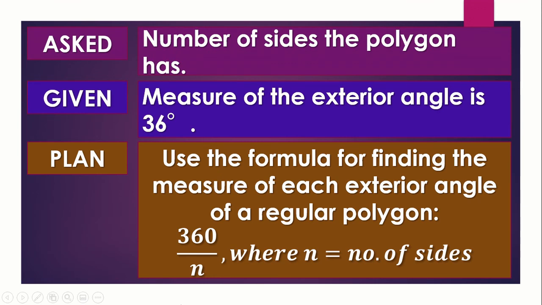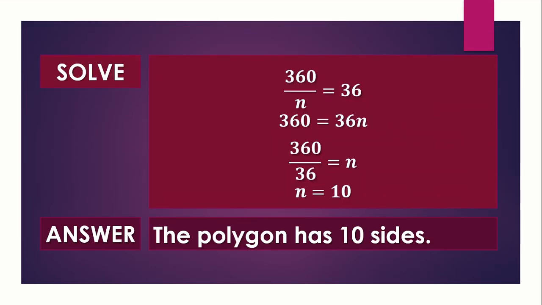What's the plan? Use the formula for finding the measure of each exterior angle of a regular polygon, which is 360 over n, where n is equal to the number of sides. To solve, 360 over n is equal to 36. 360 is equal to 36n. 360 divided by 36 is equal to n. Therefore, n is equal to 10. The polygon has 10 sides.